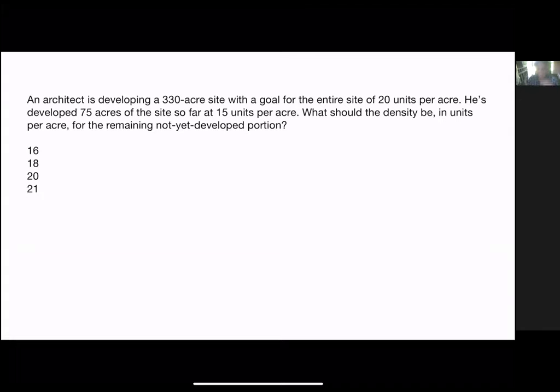In this case, we can just look at it and say, okay, this is why the content matters, because we have to make sure we understand what we're doing. Our goal is 20 units per acre for the entire site. It's a 330-acre site, and 75 acres have already been developed at 15 units per acre. So some portion of the site has been developed at less dense than our goal, since 15 units per acre is obviously less than 20 units per acre. So we know the rest of it would have to be developed at something greater than 20 units per acre to get us to 20, because we're only at 15 units per acre a quarter of the way in or whatever. So we know the answer has to be 21.